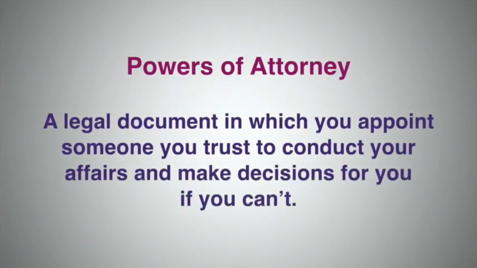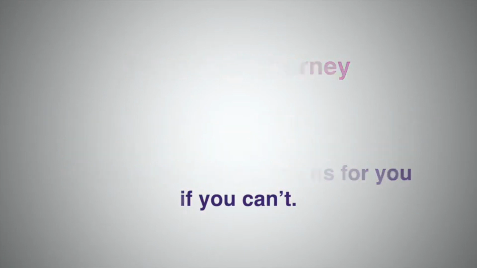A power of attorney is a legal document in which you appoint someone you trust to conduct your affairs and make decisions for you if you can't. You are the principal in this relationship. The person you appoint is called your agent. You sign the power of attorney document appointing your agent. In it, you spell out what you want your agent to do for you. You grant them power to act on your behalf. You can also give your agent just a little bit of power or a lot of power. You decide now who you want as your agent and what you want them to do. And if you become incapacitated, you already have decision makers in place and shouldn't need a court-appointed guardian or conservator.